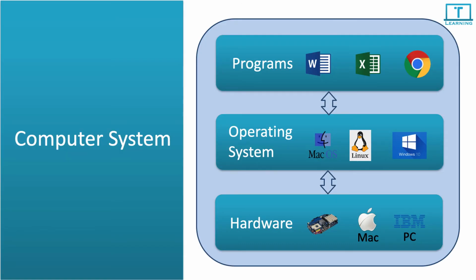Let's look back into the components of computer system that we just discussed. We know that we have hardware, operating system, and programs. Here, when we talk about programs, we mean machine code or low-level code. That is, the compiler has already converted them from source code.